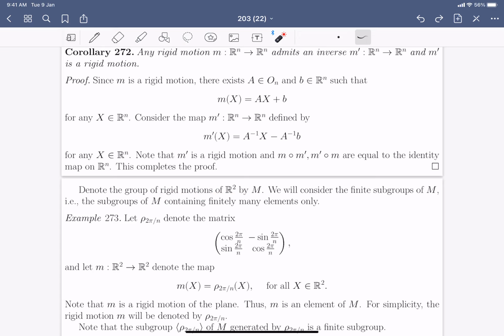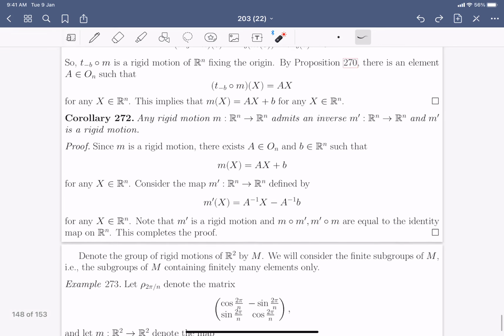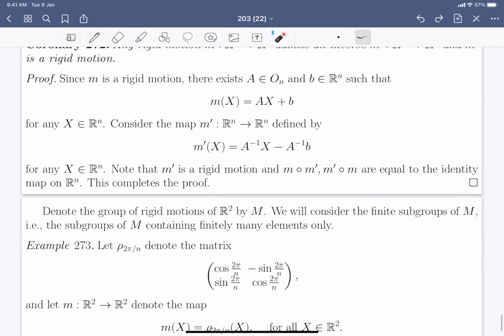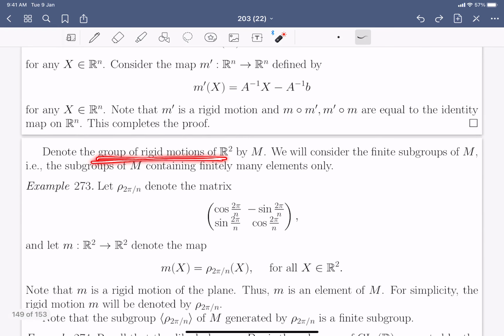That's immediate. The associativity property follows because composition of functions is associative, and then we have to go for the existence of an identity element. Of course, the identity map from R2 to R2 does the job. And for inverses, the very last condition in the definition of a group, we are done by Corollary 272. So the set of rigid motions of R2 forms a group under composition of functions, and we denote it by this symbol M.